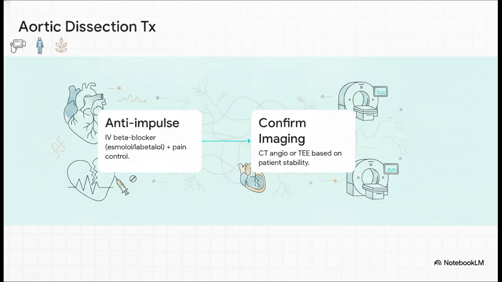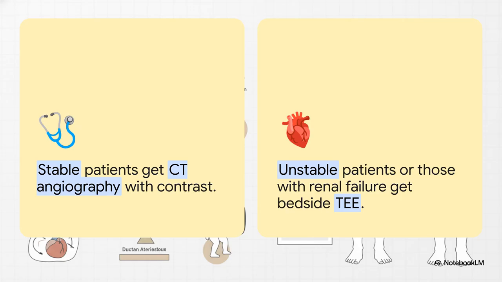This is the crucial first step before you even send them for confirmatory imaging. Once their heart rate and pressure are controlled, your imaging choice depends entirely on patient stability and their comorbidities. If they are hemodynamically stable, get a CT angiography with contrast to map out the extent of the dissection. But if the patient is unstable, has a contrast allergy, or has significant renal failure, the preferred modality shifts to a bedside transesophageal echocardiogram, or TEE.